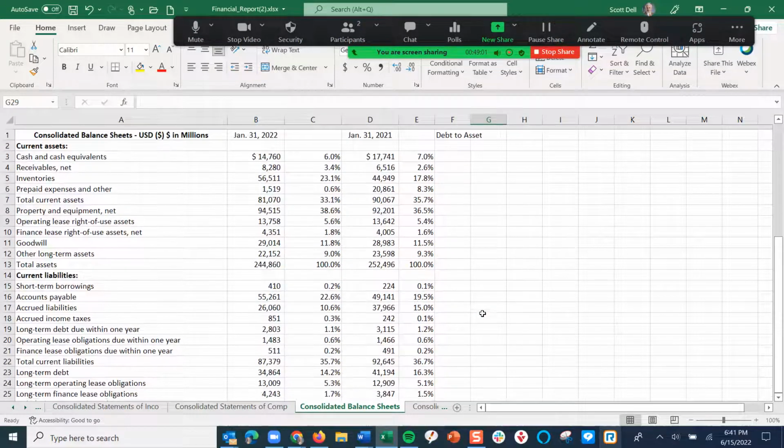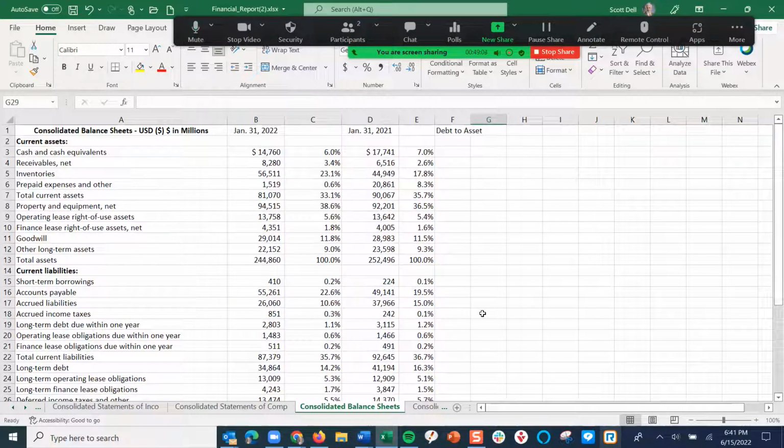So these are some quick ways of doing analysis using Excel, using Edgar, and you see that in about half an hour, we answered most of the questions on that spreadsheet that was due.